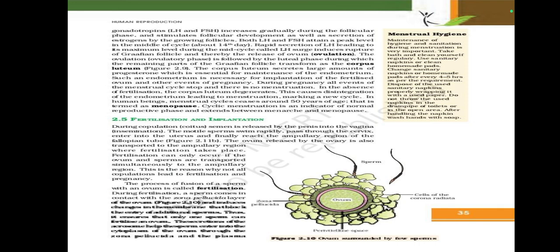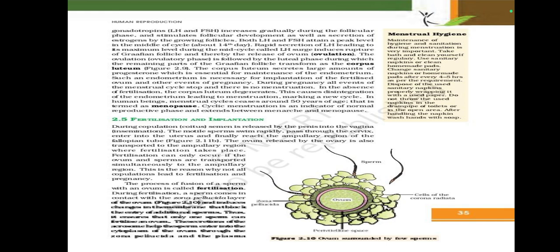The ovulatory phase is followed by the luteal phase, during which the remaining parts of the Graafian follicle transform as the corpus luteum, figure 2.9. The corpus luteum secretes large amounts of progesterone, which is essential for maintenance of the endometrium. Such an endometrium is necessary for implantation of the fertilized ovum and other events of pregnancy. During pregnancy, all events of the menstrual cycle stop and there is no menstruation.